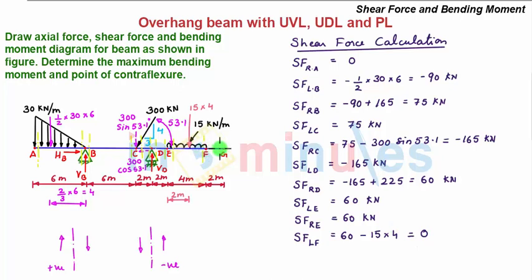Next we see that as we move this section towards point G, there is no addition of force. So shear force towards right of F as well as shear force towards left of G is equal to 0. So with this our shear force calculation is over. Let's draw the shear force variation diagram.